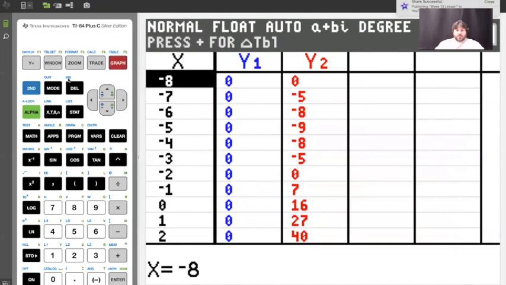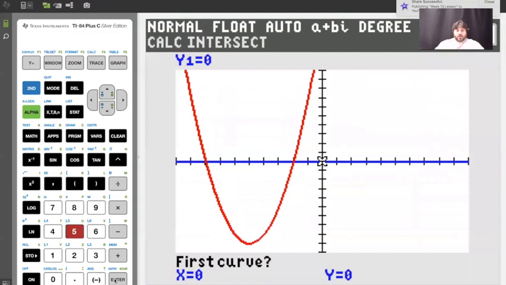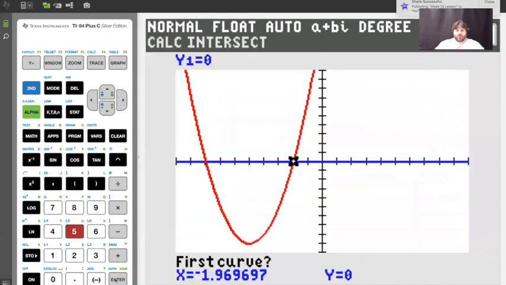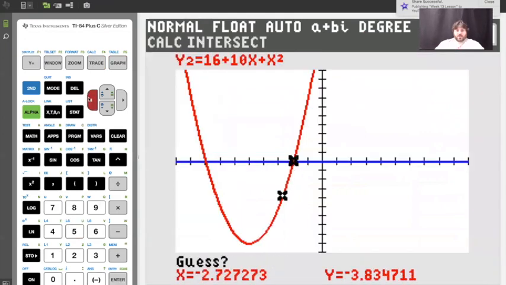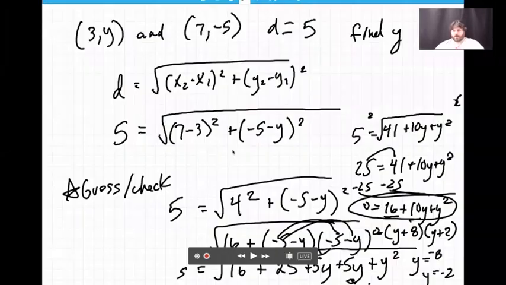I could look at the graph and go second trace, number 5, the intersection, enter, enter, enter. There's my first one, negative 2. I could do second trace, number 5, enter, enter, and then move over to this other one. When you do the enter, enter, enter, it just picks the one that's closest. So I get close, hit enter, there's my negative 8. All right, just a reminder on how that works. Guess and check can be a very good strategy.